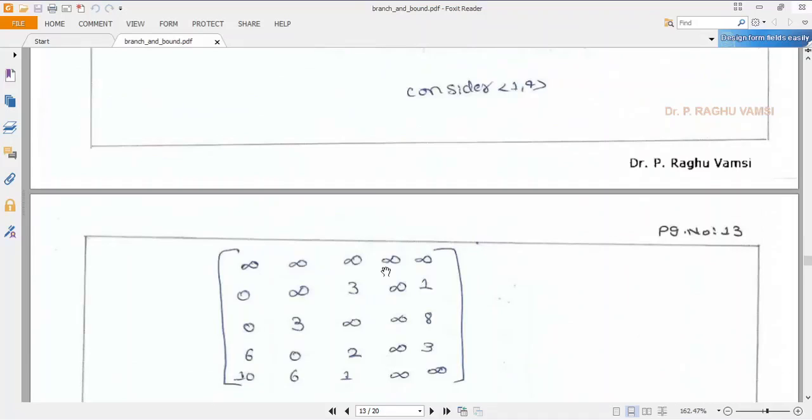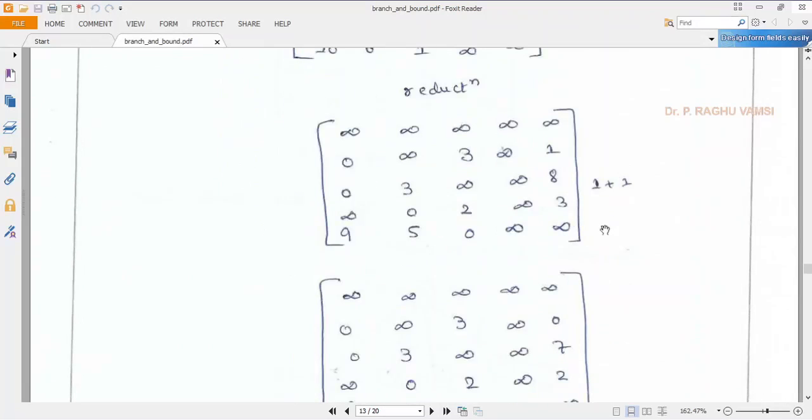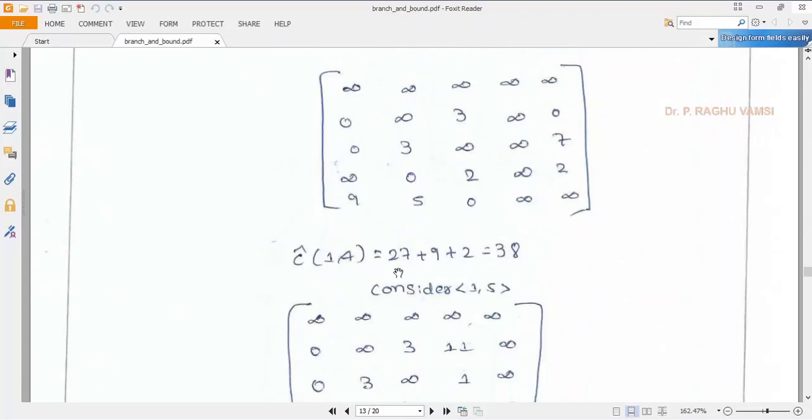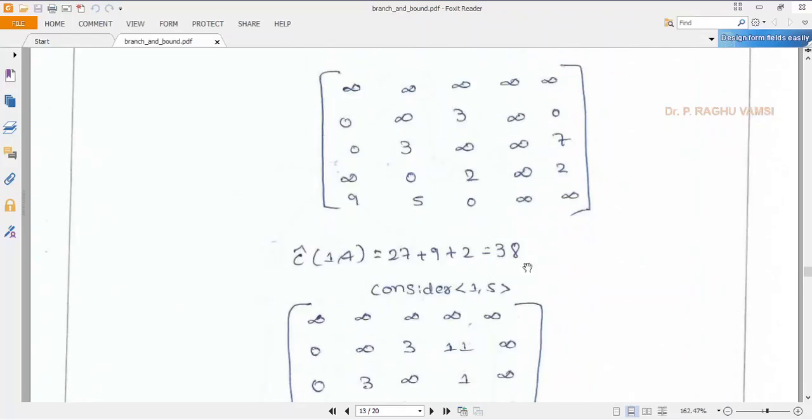Now consider traversing from 1 to 4. The first row should be infinity, the fourth column should be infinity, the cost of 1 comma 4 should be infinity, and the cost of 4 comma 1 should be infinity. Once you do this, identify the minimum element from the row and reduce it from the remaining elements in the same row. After the row operation, perform the column operation. Then in this step, we get the cost reduced as 2, and the previous cost is 27, and A of 1 comma 4 is 9 from the reduced matrix in step 1, and the cost reduced by visiting from 1 to 4 is 2. So totally we got 38.